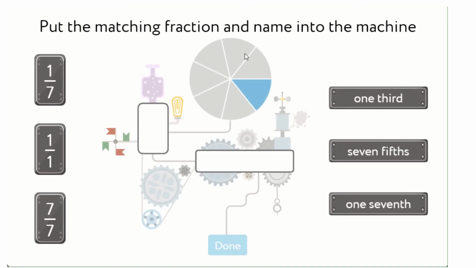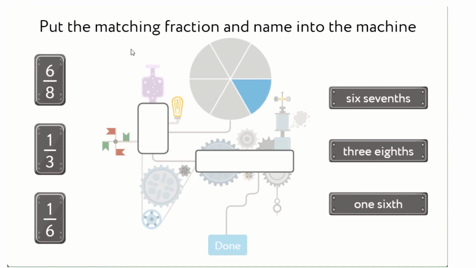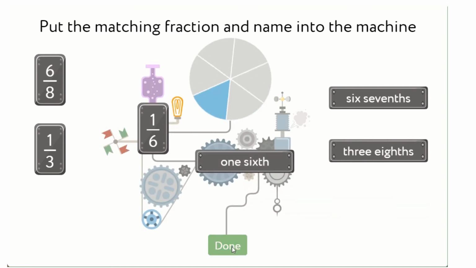Here is a circle which is divided into 7 equal parts and one is shaded. So 1 upon 7 is read as 1/7. Here is a circle and it is divided into 6 equal parts and one is shaded. So 1 upon 6 is read as 1/6.